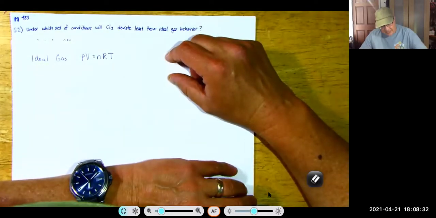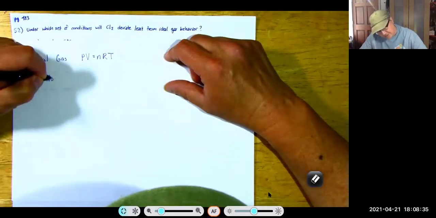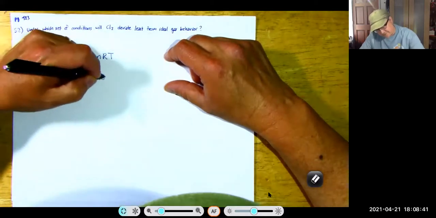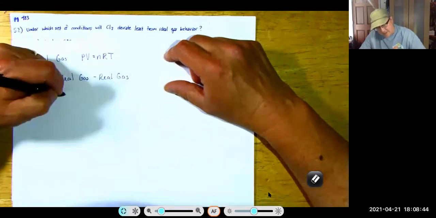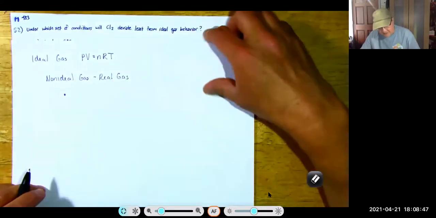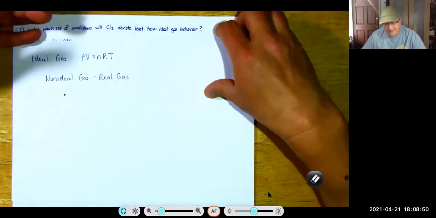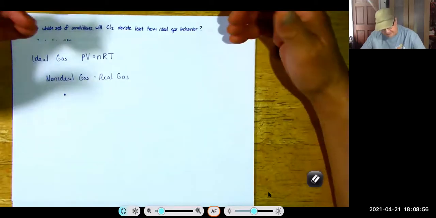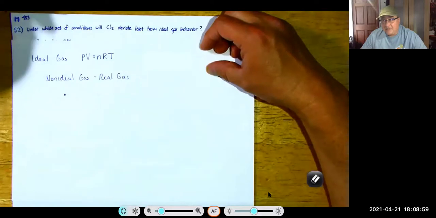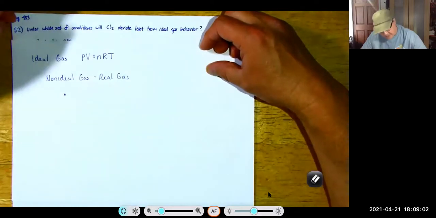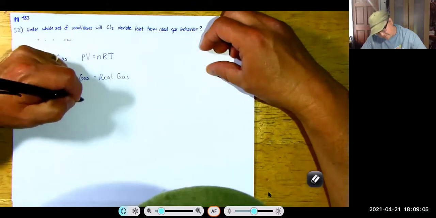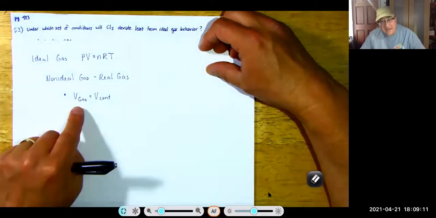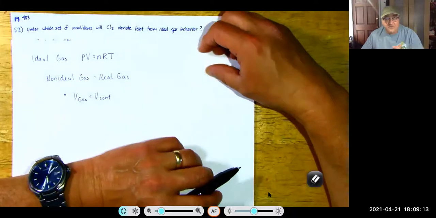So what makes a gas not ideal? A non-ideal gas is really just a real gas. So what is it about a real gas that makes it non-ideal? Well, you have to think about the kinetic molecular theory of gases. And the two parts of the kinetic molecular theory of gases that aren't really real is that the volume of a gas is equal to the volume of the container. That's not really true. This volume of the gas is supposed to be the volume that the gas particles have to move around in.